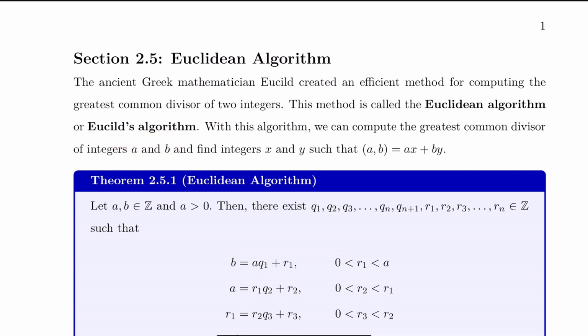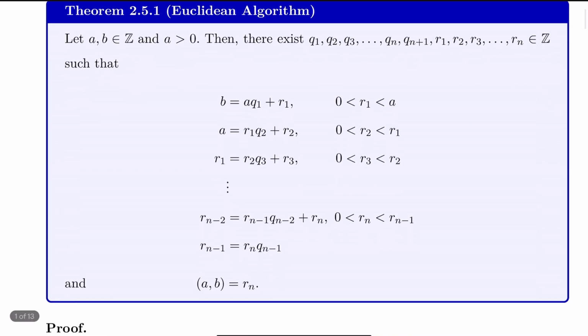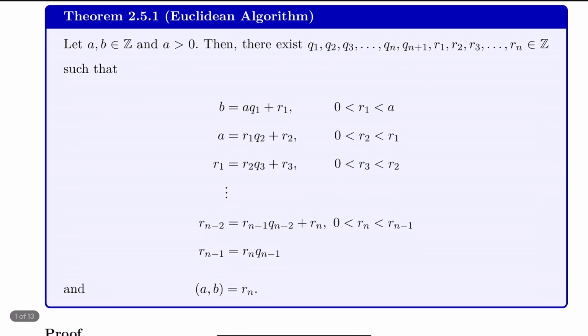And you can find integers x and y such that the greatest common divisor of A and B equals ax plus by. Now, take a look at the statement of the Euclidean algorithm. If you want to calculate the greatest common divisor of A and B, you need to let A and B be integers and let A be greater than 0. So in this case, A is the divisor.